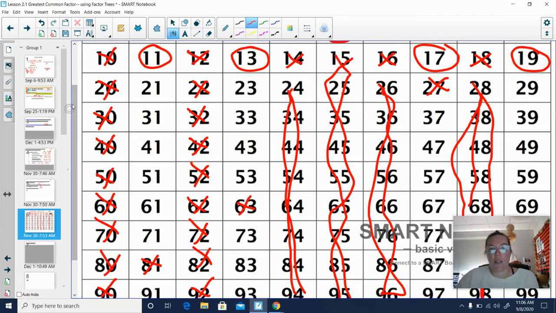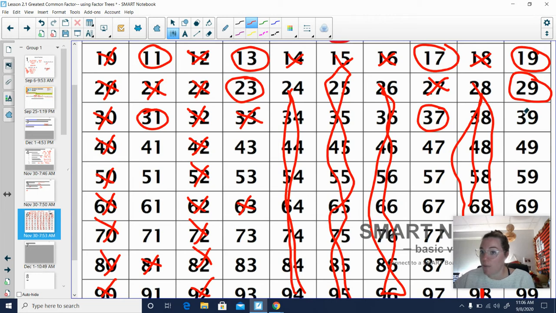Let's see here. 21. 2 plus 1 is 3, so it's divisible by 3. 23: 2 plus 3 is 5, so that's not divisible by 3. It's not even, not divisible by 5. So that's a prime number. 29 is also prime. 31, prime. 33, composite, divisible by 3. 3 plus 3 is 6. 6 is divisible by 3. 37, that makes it 10, so prime. 39, 9 plus 3 is 12, and 12 is divisible by 3.